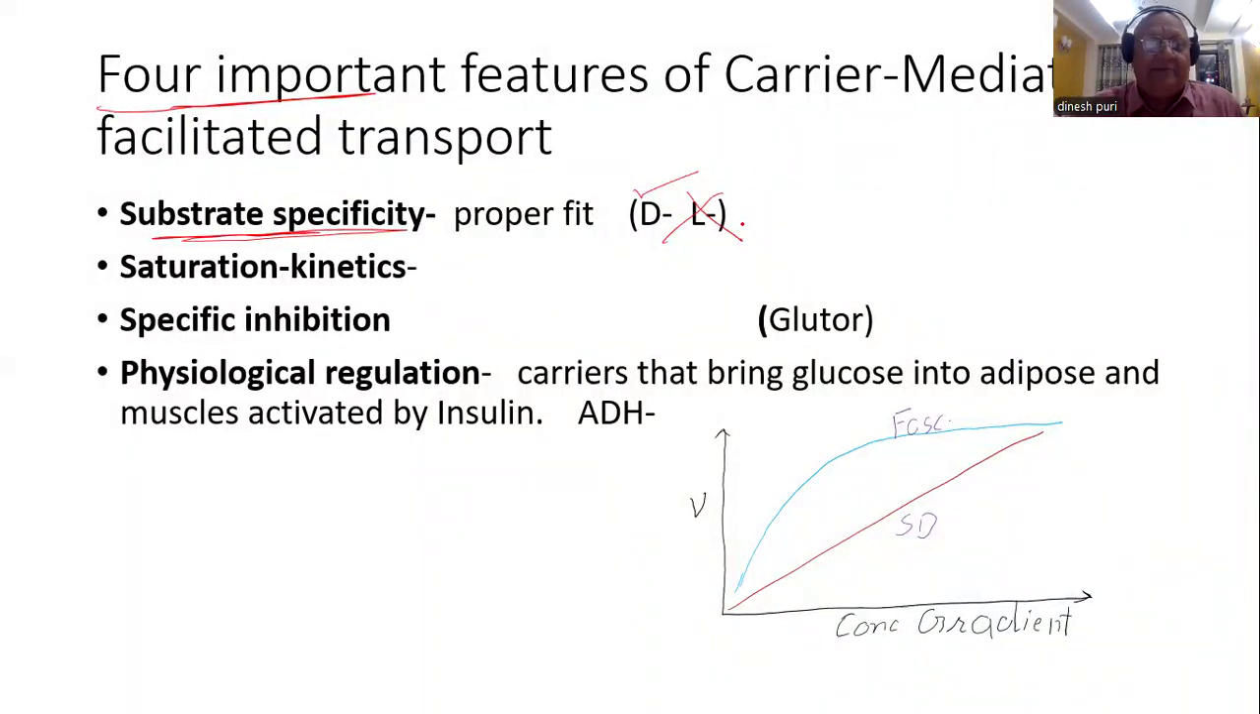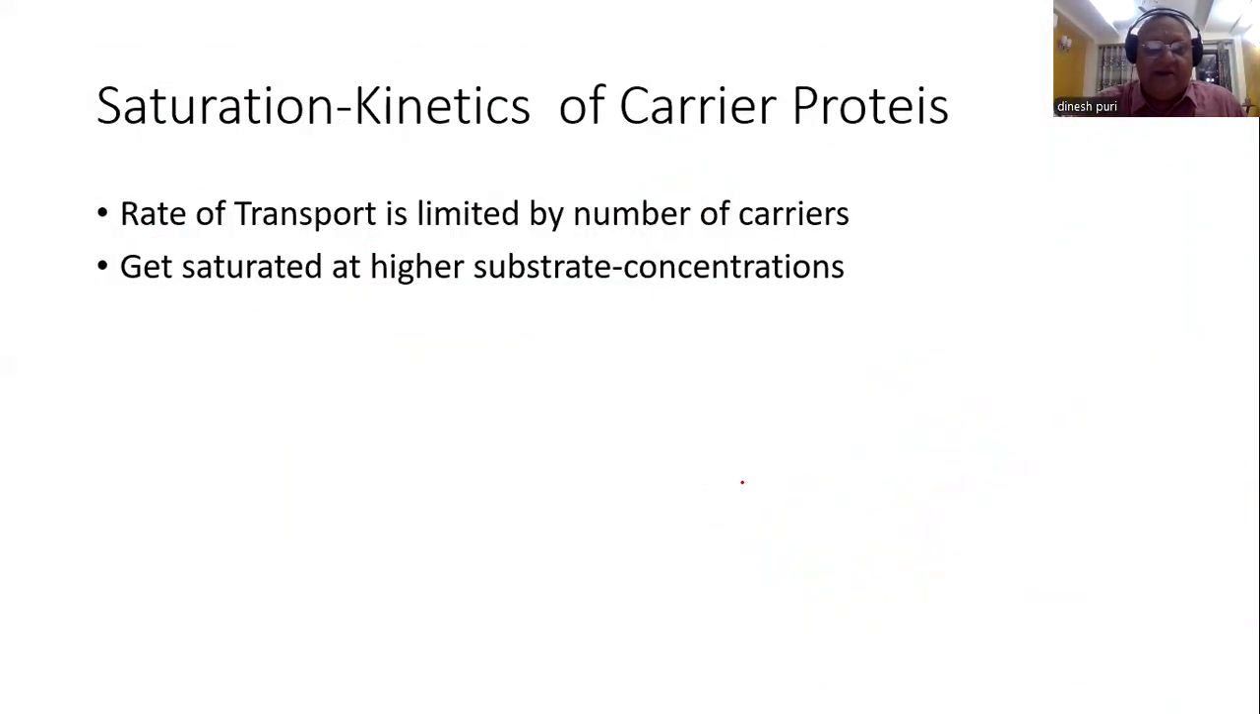Not even the mirror image it can transport. Second, saturation kinetics. It shows a hyperbolic curve. Why? Because the rate of transport is limited by the number of carrier proteins, and these proteins get saturated as the concentration of the substrate rises.